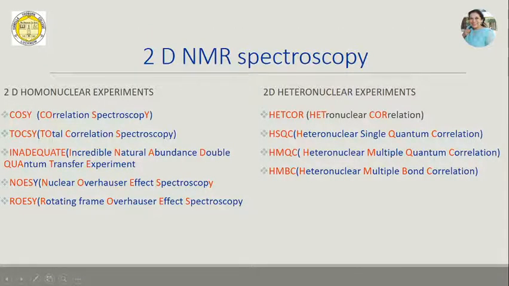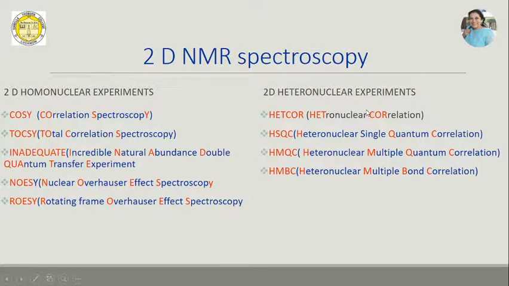This 2D NMR spectroscopy can be broadly classified as homonuclear and heteronuclear. In homonuclear, the first kind is COSY, which is correlation spectroscopy. Here on both the axes you have protons. The other homonuclear experiments are TOCSY, total correlation spectroscopy, INADEQUATE, NOESY and ROESY. These are beyond your syllabus, but I will tell you a little bit about them in later lectures.